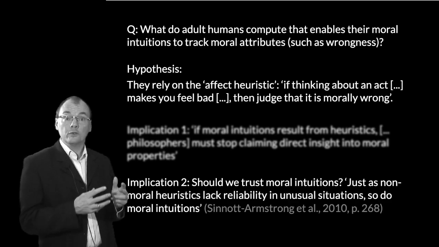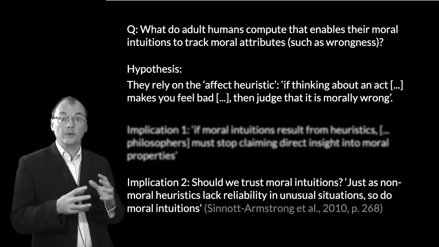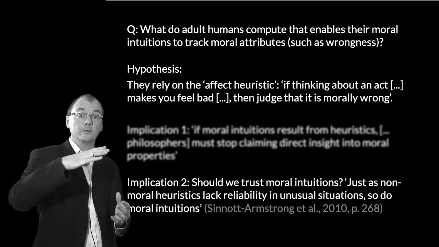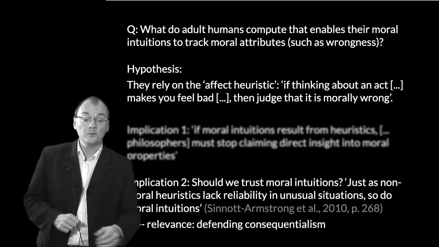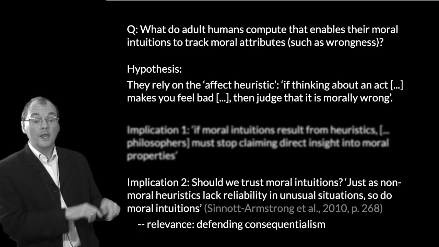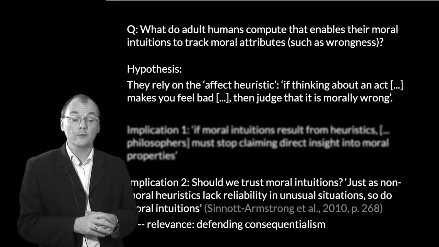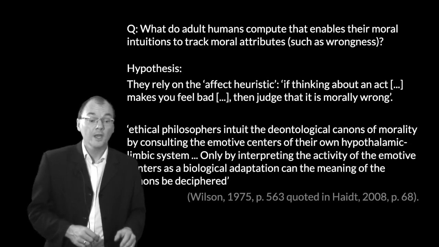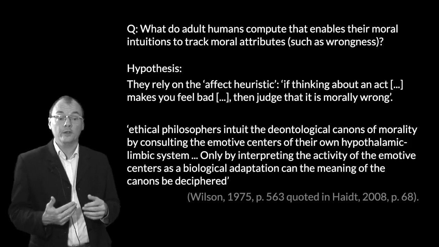So the implication here isn't that we shouldn't trust moral intuitions, it's that we should apportion the trust that we place in them to the usualness of the situation. We should have a very high level of trust in them in some situations and a low level of trust in others. And this is relevant, as those authors point out, to defending consequentialism. Have a look at the notes below this lecture. It's spelt out there quite clearly, I think, with some quotes from them.